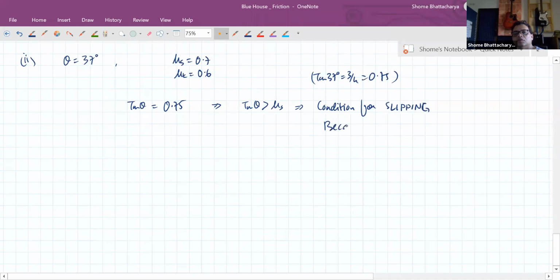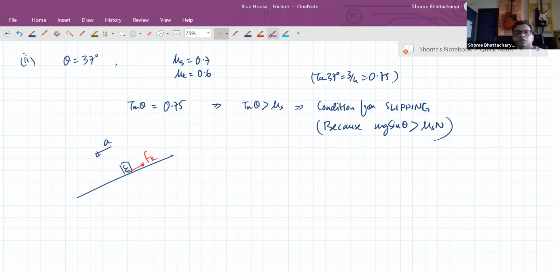because our mg sin theta is becoming greater than mu_s into normal reaction. So now it's going to look like this. It's going to accelerate down the inclined plane, because static friction is not able to balance mg sin theta. So mg sin theta is dominating.